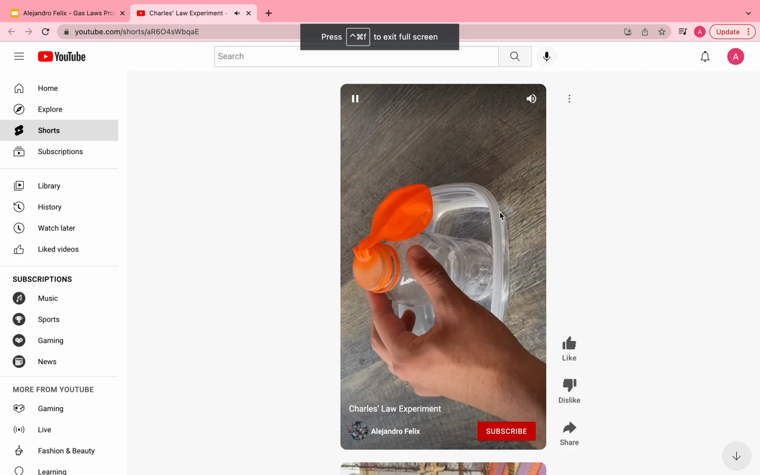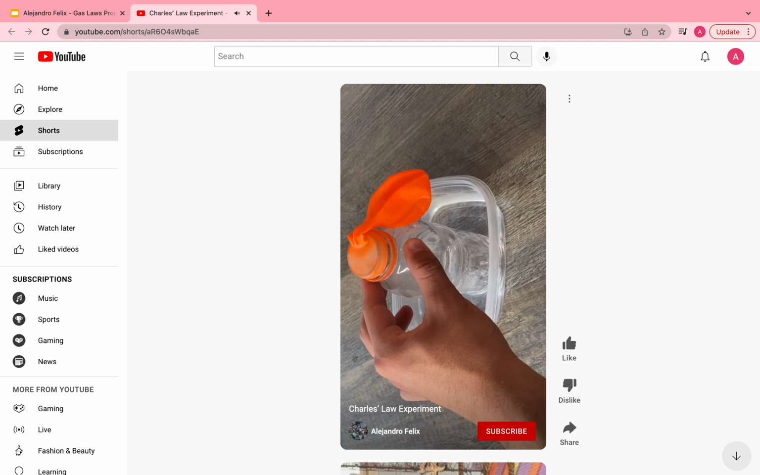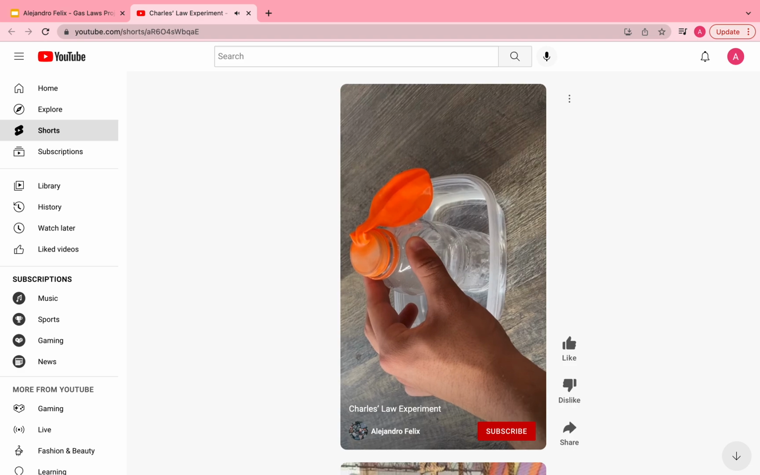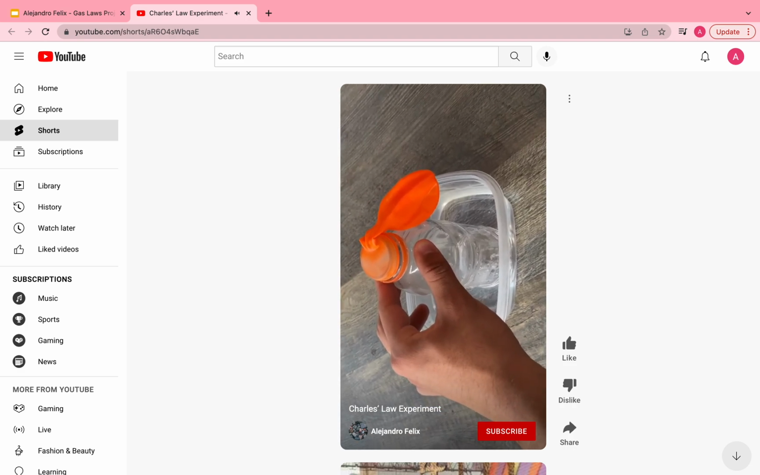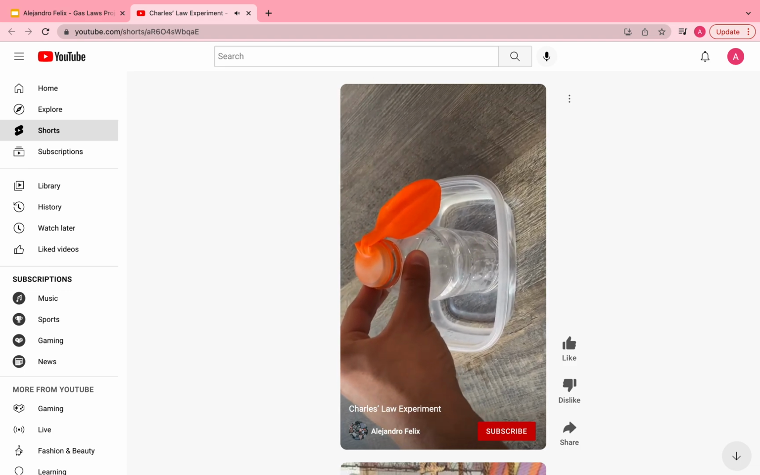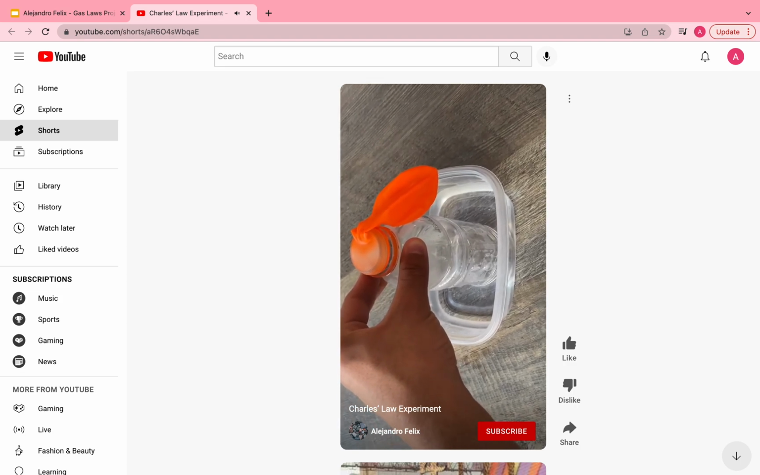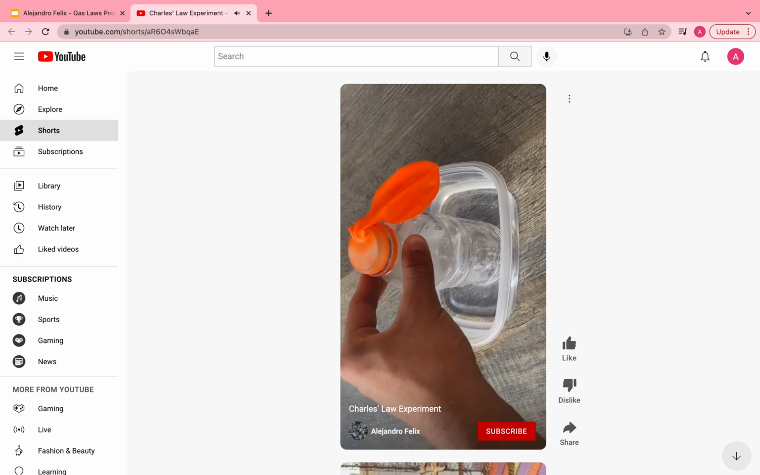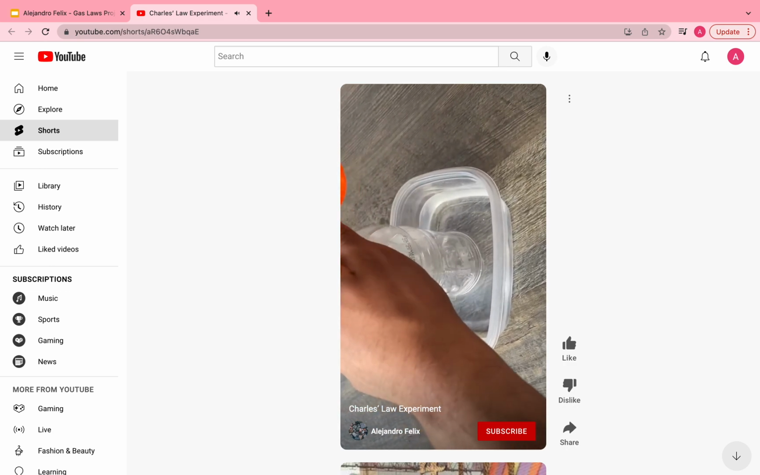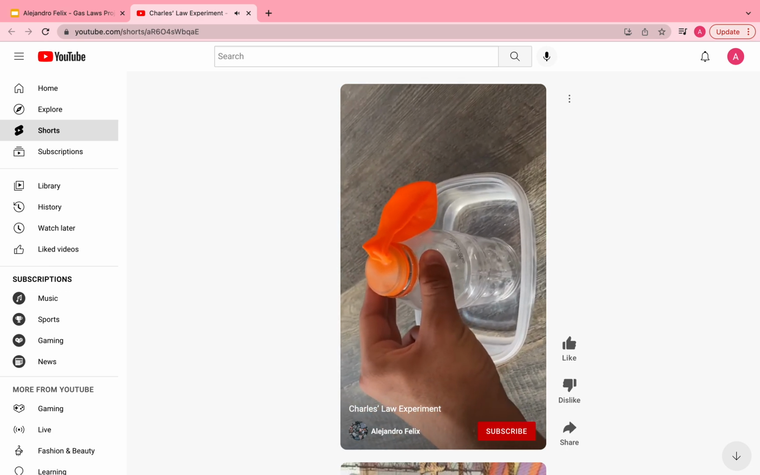So this experiment here demonstrates Charles' law, which states that a gas expands as the temperature increases, and vice versa. A decrease in temperature will lead to a decrease in volume. I've already had this running for a bit because it takes a while for the balloon to inflate. The hot water is pretty hot on the sides of the bottle, and it involves a balloon, and it's already inflated a bit. And this demonstrates Charles' law.